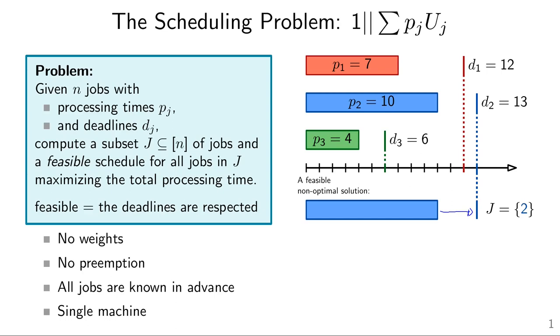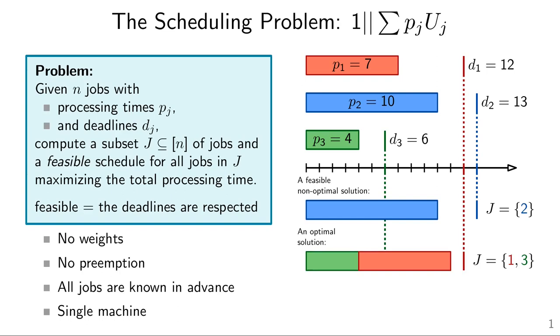I say it's non-optimal because there is a better solution. Consider, for instance, the green and the red job, also scheduled right at the beginning and right after each other. Then these jobs also keep their deadlines, as you can see. So this is feasible. And moreover, it is of total processing time 4 plus 7, which is equal to 11, which is a little bit better than the solution which just schedules the blue job.